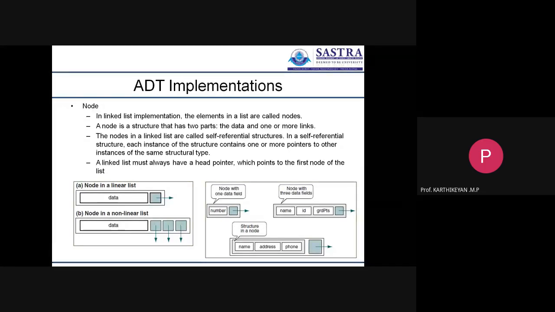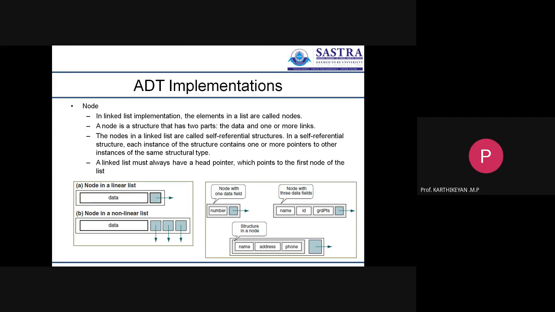In a linked list, we have a node structure. What is a node? It is a structure that has two parts, the data part and the link part. The nodes are implemented using a self-referential structure. What is a self-referential structure? It contains an address of the same type.